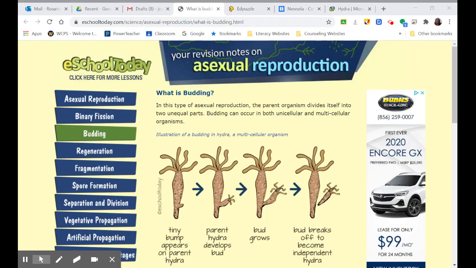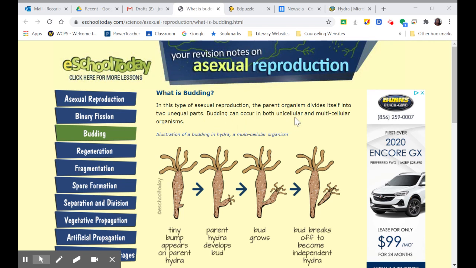Today we're going to read a little bit about budding, one of the types of asexual reproduction. So in this article, it's explaining, as we discussed before, that asexual reproduction means you have one parent, right? No sex involved, just one parent. So what is budding? In this type of asexual reproduction, the parent organism, remember one parent, is going to divide itself into two unequal parts.